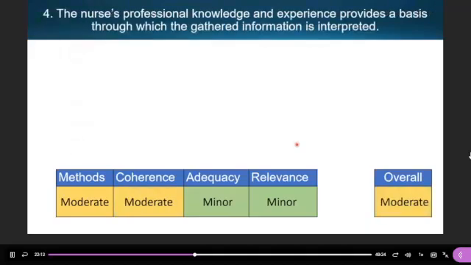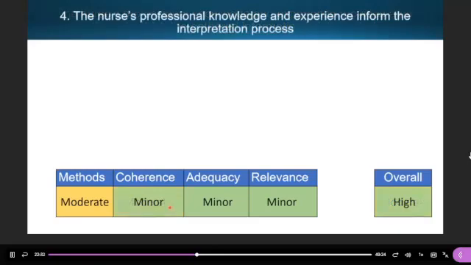Our fourth finding was that the nurse's professional knowledge and experience provides a basis through which the gathered information is interpreted. However, it's important to note that with this finding, we only rated our coherence as moderate. The match between the data and the findings did not quite meet. So we reassessed the data and assessed the findings and modified it to the nurse's professional knowledge and experience inform the interpretation process. This raised the coherence to minor, allowing us to give us a high rating.